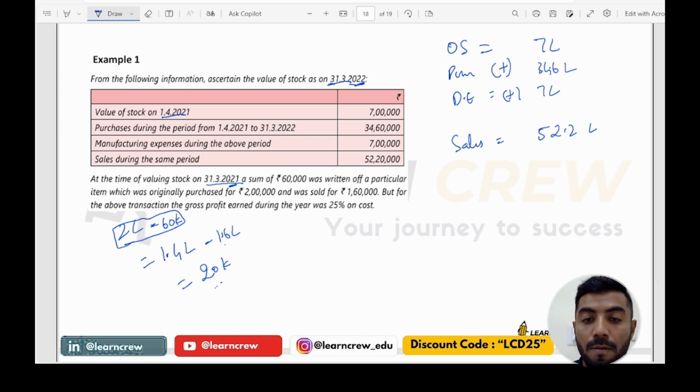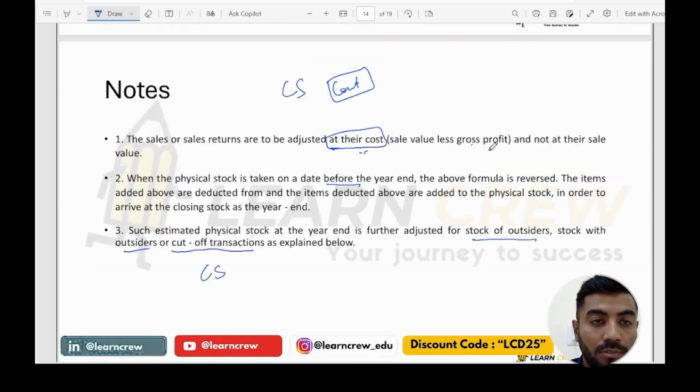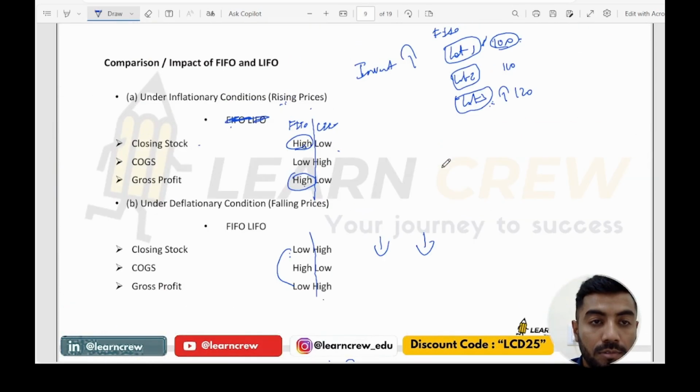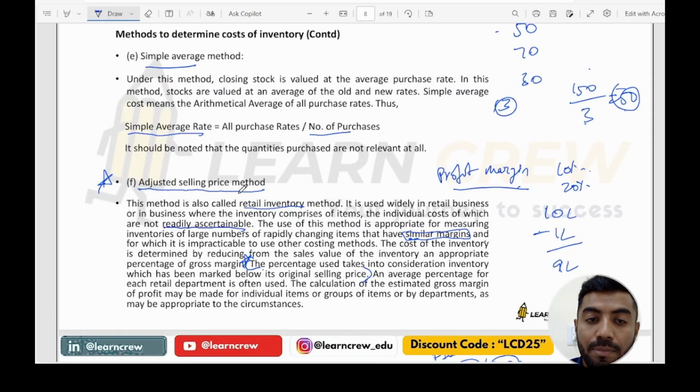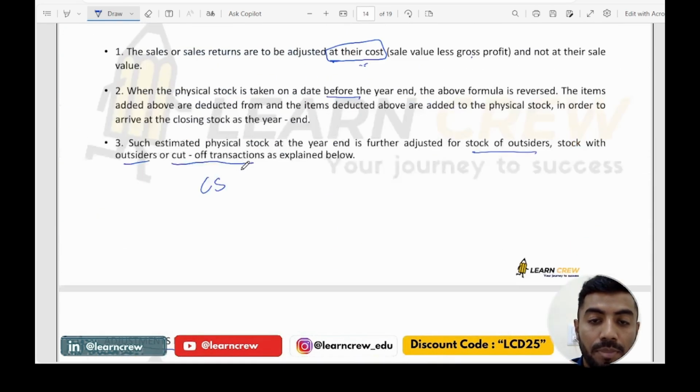Now, what is the gross profit margin here? There's the last method which we discussed, the adjusted selling price method, wherein we use the profit margin. This is the method which is being used here.